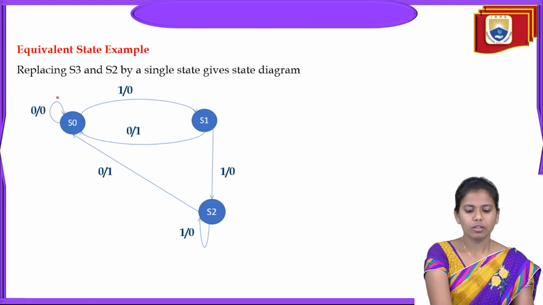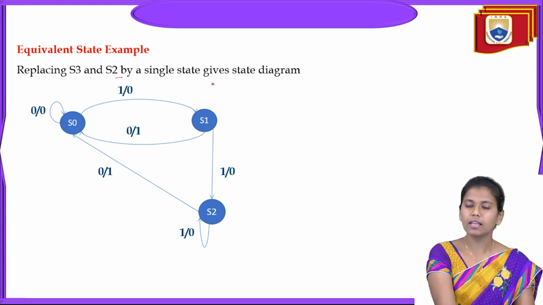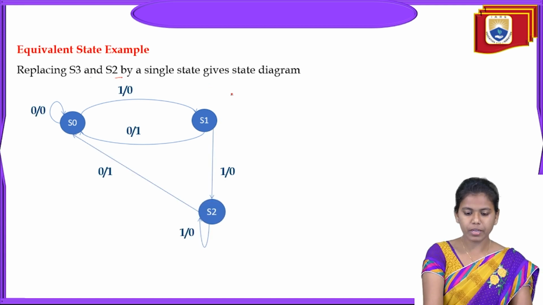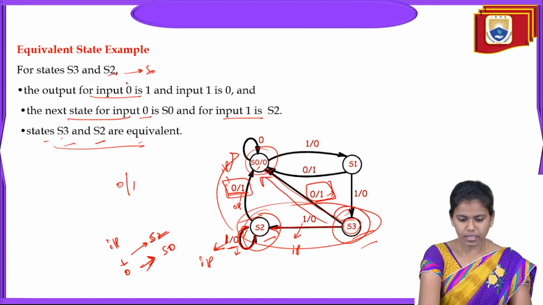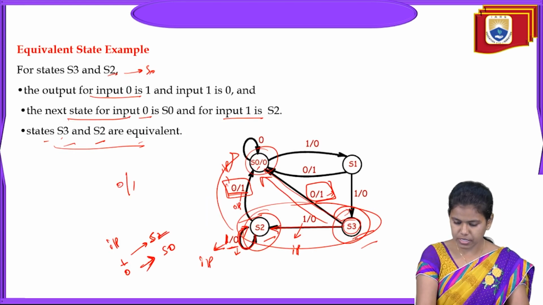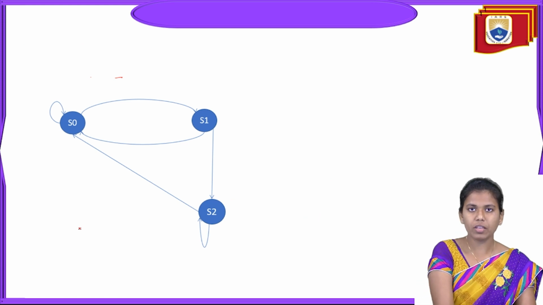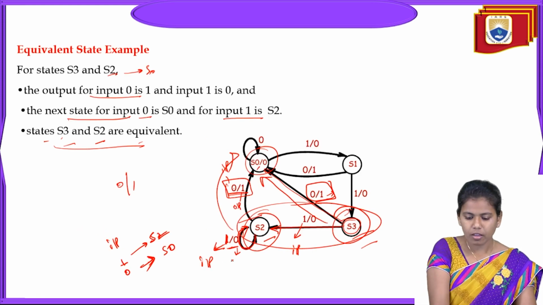Okay. So now what we need to do, we are replacing S3 and S2 by a single state. So we have S0, S1, S2, and we are replacing S2 and S3 by a single state. Previously we had S2, right?